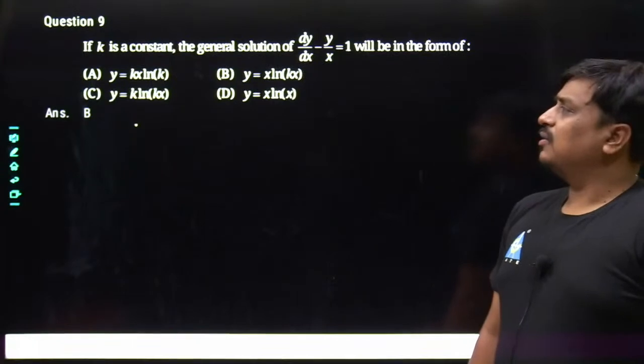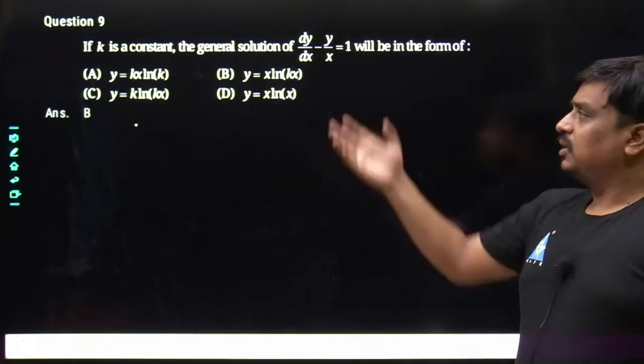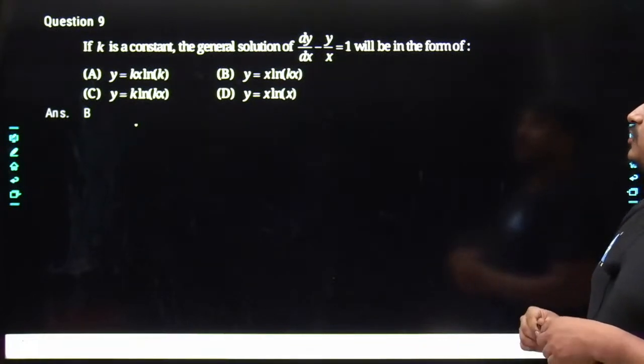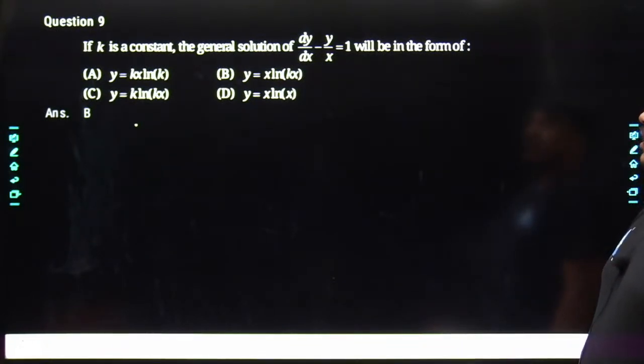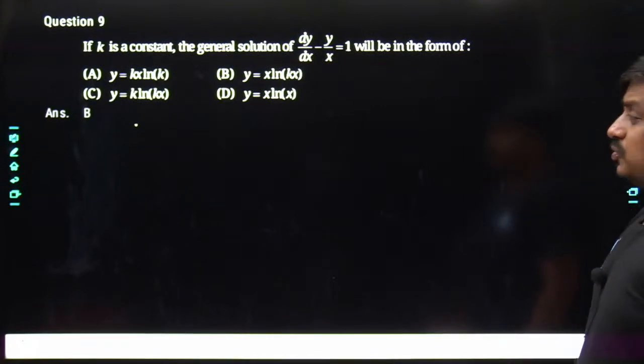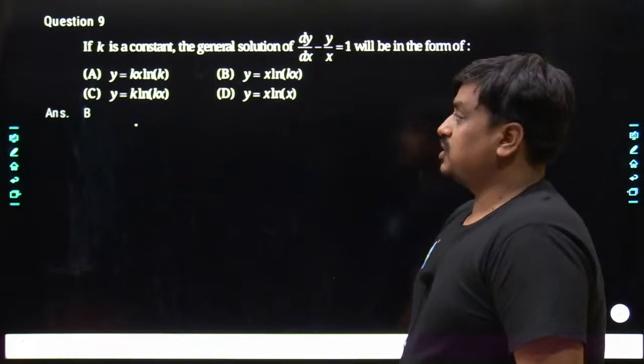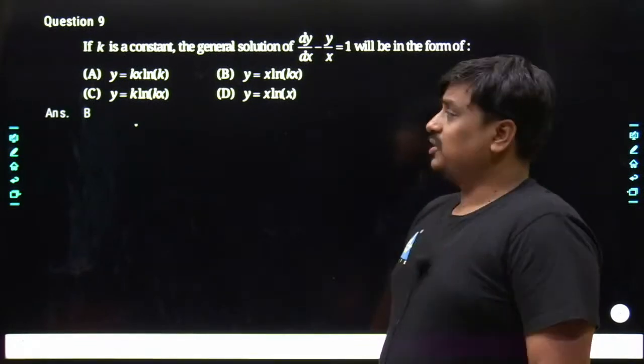It is a very easy problem. If k is a constant, the general solution of dy by dx minus y by x equal to 1 will be in the form of one of the 4 different options given along with this problem. Obviously, it is a multiple choice question. Out of 4 options, only one option is going to be true.